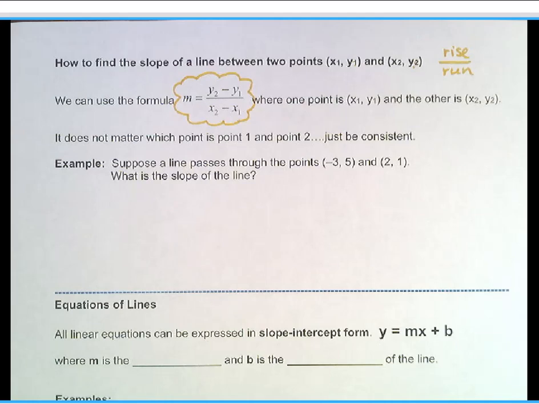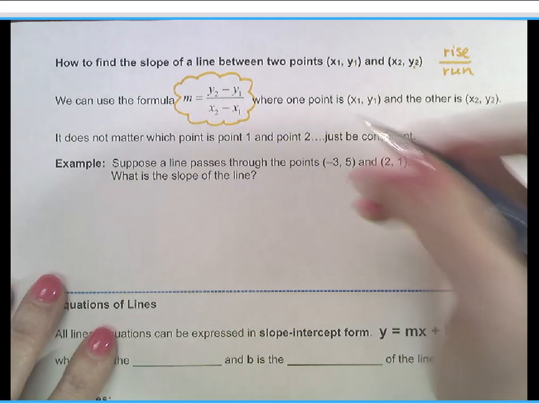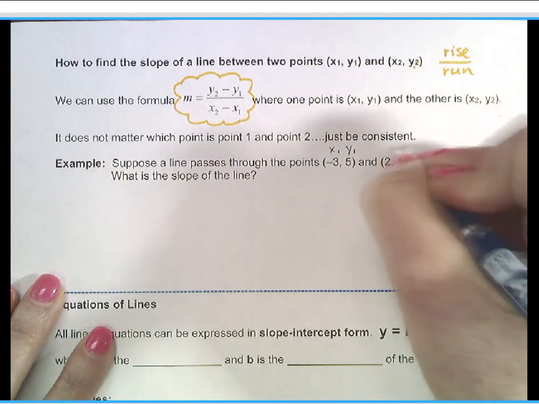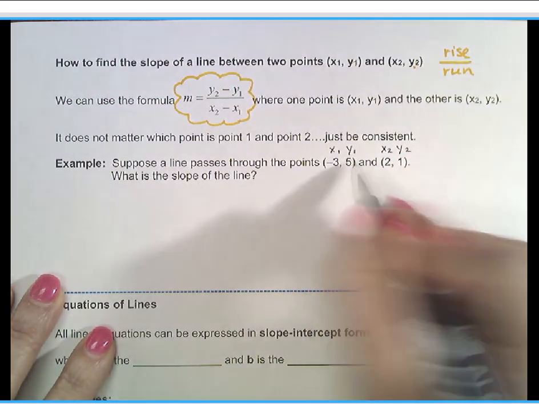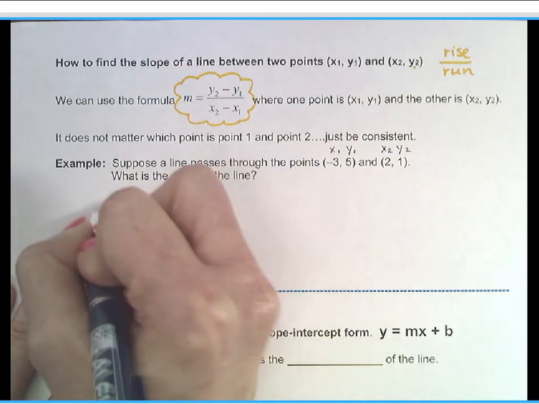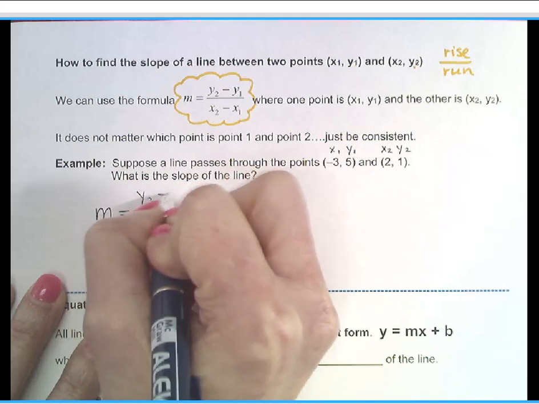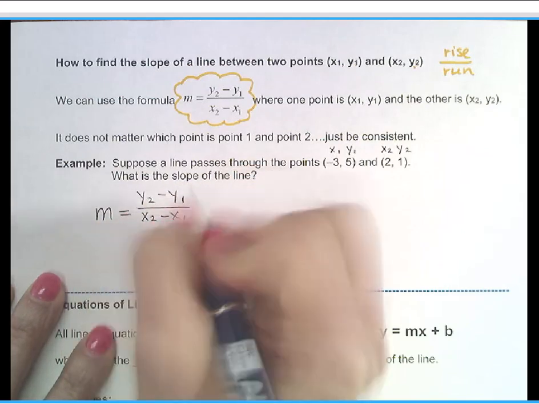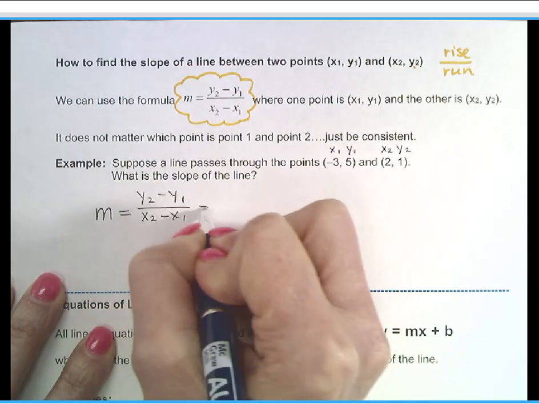So let's do one example. Suppose a line passes through these 2 points. So I'm going to call that my x1, y1, and my x2, y2. So x and y for my first point, x and y for my second point. What's the slope of the line? Well, let me write down the formula. y2 minus y1 over x2 minus x1. We're doing vertical movement, rise, over horizontal movement.